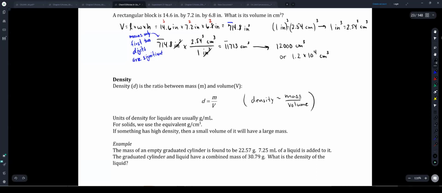Because these are different types of units, their units can't cancel. So you'll have units of mass divided by units of volume. For liquids, the units are grams per milliliter. And for solids, for whatever reason, the convention is to write grams per cubic centimeter. But remember, a milliliter and a centimeter cubed are the same. So in other words, what does this mean?